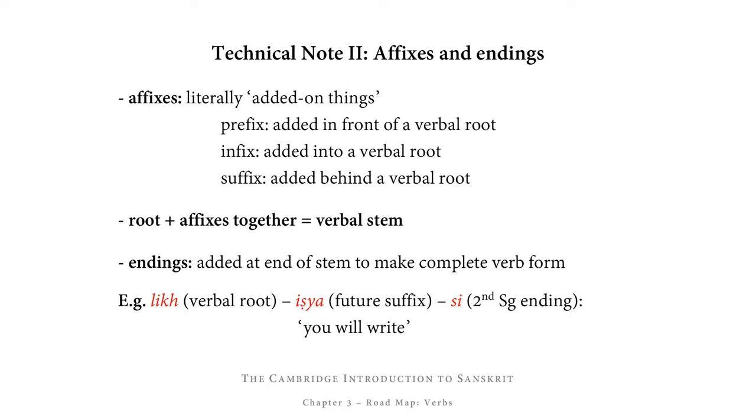Endings are then what we call anything that is added at the end of a stem to make a complete verb form. So, for example, if you want to form the future stem, you need to take the verbal root, lik. You need to add the future suffix, ishya. Note it's a suffix because it's added behind the verbal root. And then you add the ending si, which gives you a complete verb form, likishyasi, you will write.